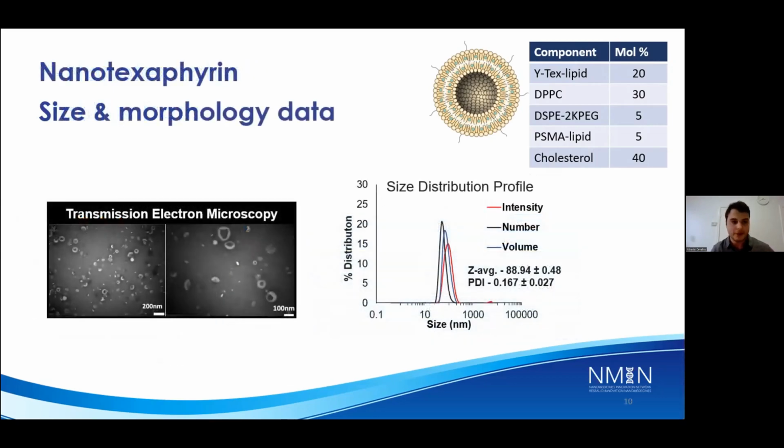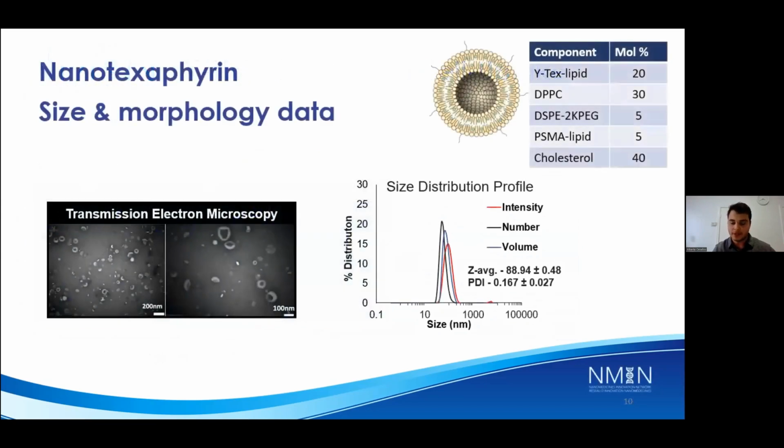And after this, I also characterized this nanomaterial using both scanning electron microscopy and transmission electron microscopy and dynamic light scattering, showing an average size of about 89 to 90 nanometers with a PDI lower than 0.2, which shows some homogeneity in the sample.